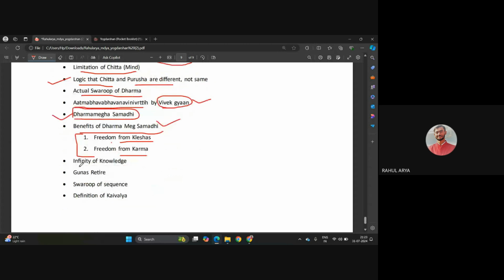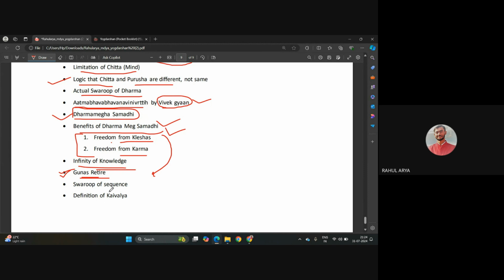And after that, infinite knowledge, how can we attain it? How do all the gunas retire? The gunas mean sattvic, rajasic, tamasic. You know the chitta bhumis: mudha, vikshipta, ekagra. So till ekagra the gunas are working, but in the niruddha state the gunas are retired. After dharma megha samadhi, it helps to go to that niruddha state.